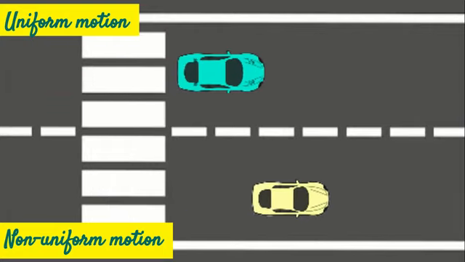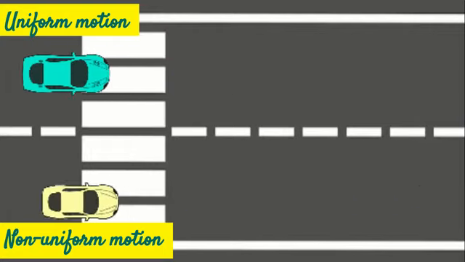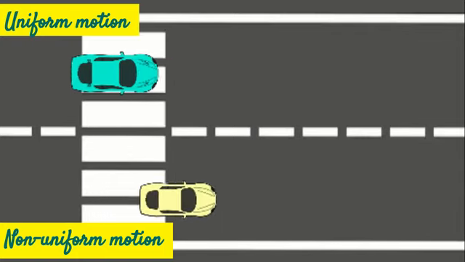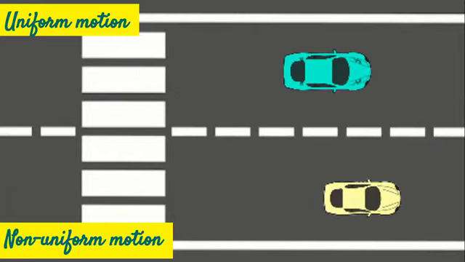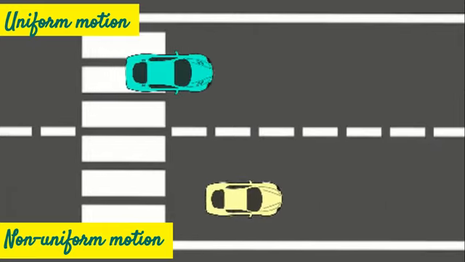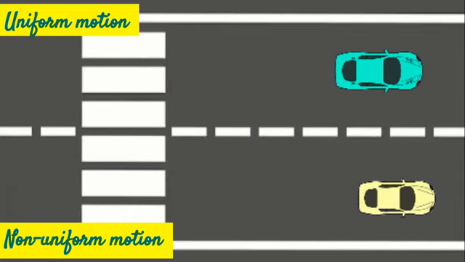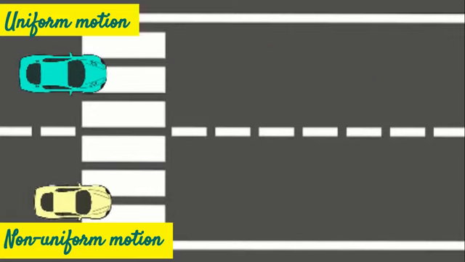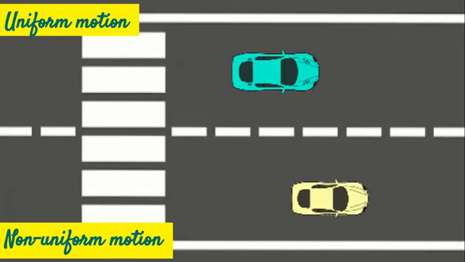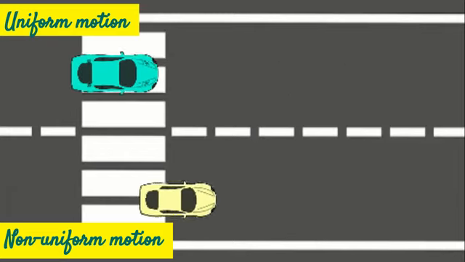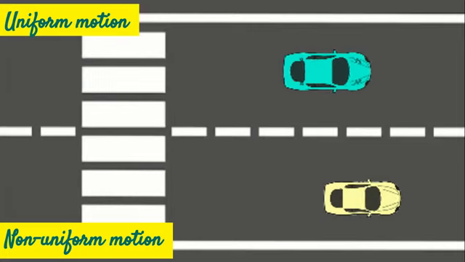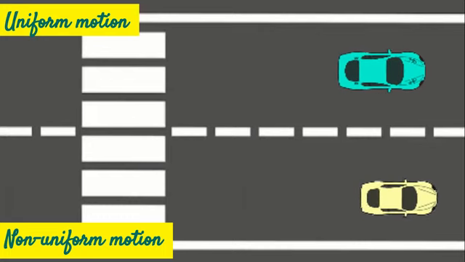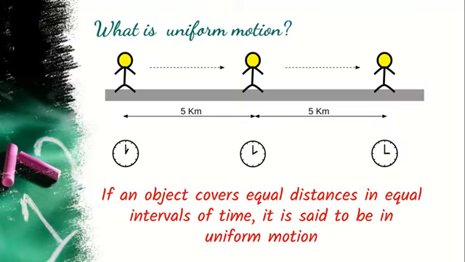Here you can see that the blue car is moving with the same speed throughout, whereas the yellow car is changing its speed every now and then. We say that the blue car is in uniform motion, whereas the yellow car is in non-uniform motion, because the blue car is moving the same distance in the same time, whereas the yellow car is moving at different speeds and covering different distances in the same amount of time. So we say the yellow car is in non-uniform motion.